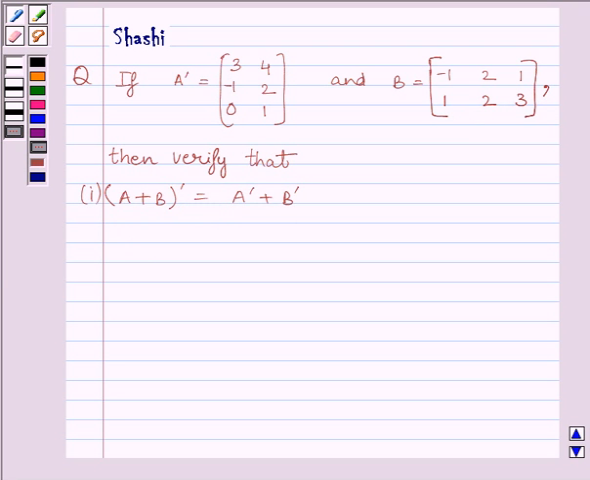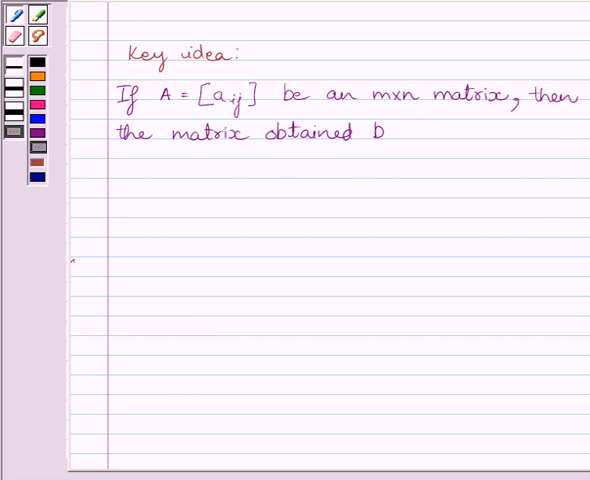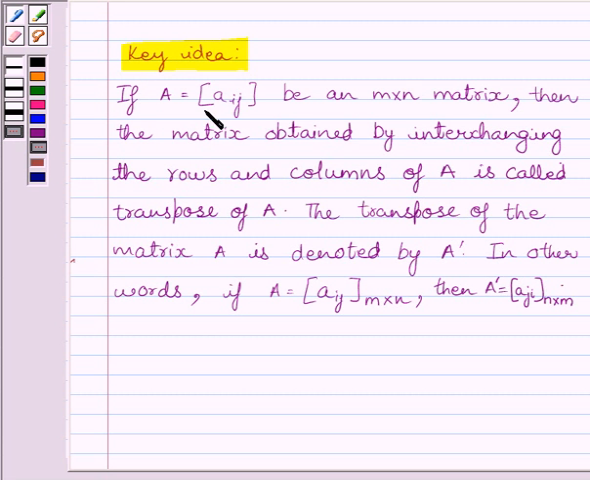First of all, let us understand the key idea to solve the given question. If A is equal to matrix Aij, an m into n matrix, then the matrix obtained by interchanging the rows and columns of A is called transpose of A. The transpose of the matrix A is denoted by A dash. In other words, if A is equal to matrix Aij of order m into n, then A transpose, that is A dash, is equal to matrix Aji of the order n into m.